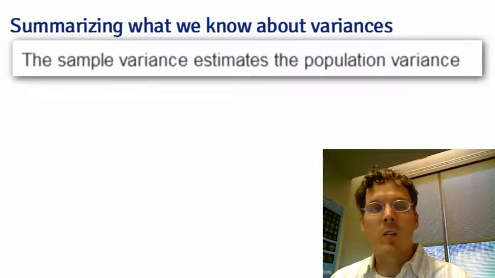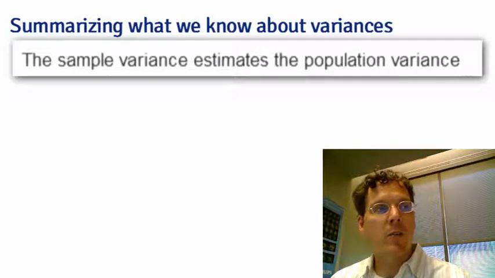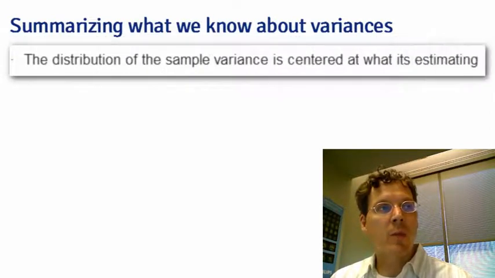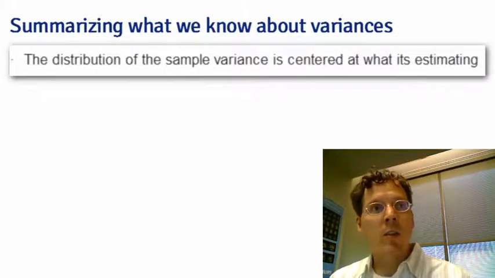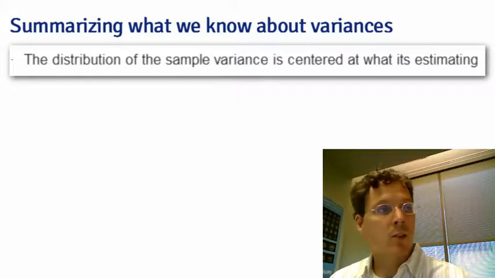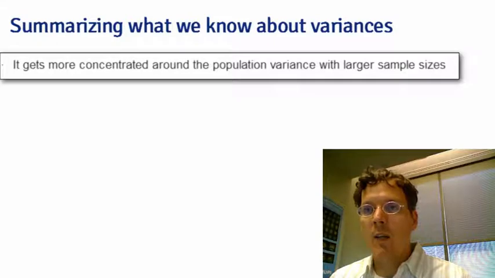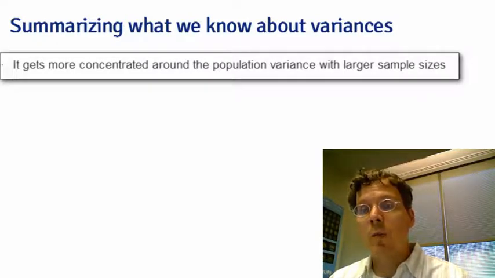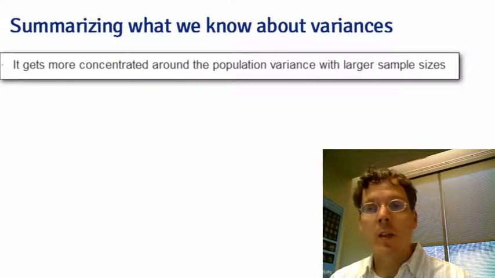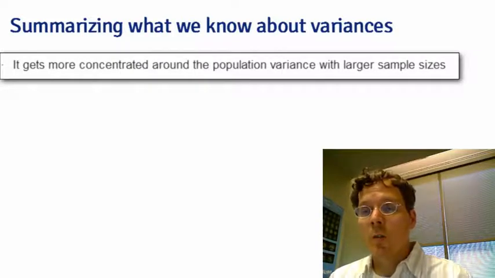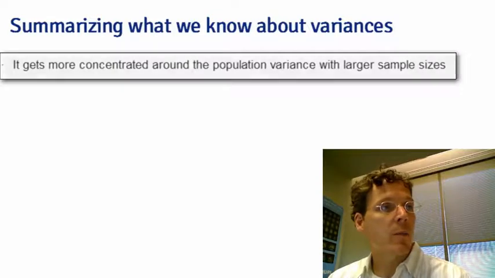The sample variance is an estimate of the population variance. The distribution of the sample variance is centered at what it's estimating. This is a good thing. This means that it is unbiased. And it gets more concentrated about what it's estimating as you collect more data. Again, this is a good thing. This means if we go to the trouble of collecting more data, we get a better estimate, in that the distribution of the sample variance is more concentrated about what it's estimating.